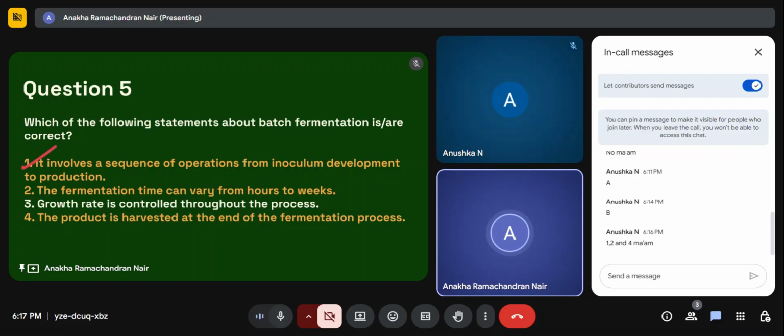The fermentation time can vary from hours to weeks. Yes. The product is harvested at the end of the fermentation process. That is also correct, but growth rate is not controlled throughout the process, because the specialty of batch fermentation is after you add the media and the inoculum, you don't continue adding or monitoring the media, etc., right? So growth rate is not controlled throughout the process.